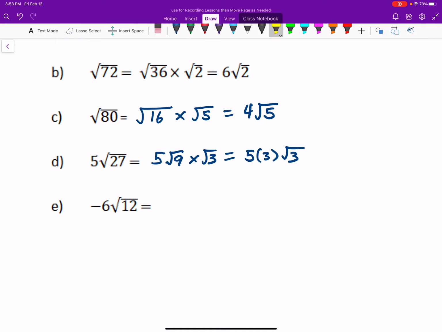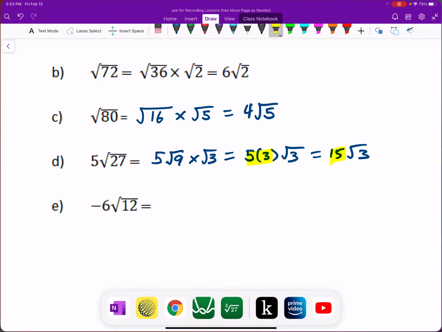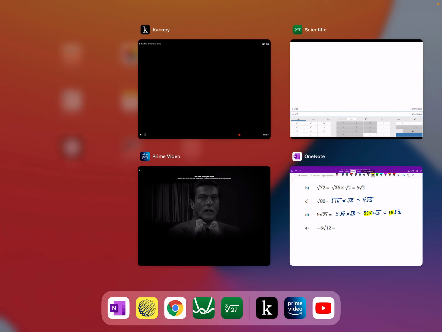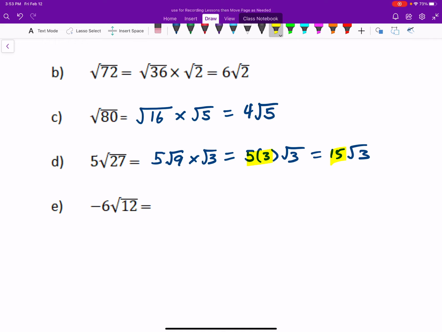But of course, I can simplify things. There's no reason for me to leave 5 times 3 like this. We know that 5 times 3 is 15, so that would become 15 root 3. And if I go back, I can always check what I'm doing too. 5 times square root 27 equals 25.98. Compare that to 15 times the square root of 3, which is what I got when I simplified it, and you can see I got the exact same answer. So they're equivalent, but I've reduced it to its lowest form here.